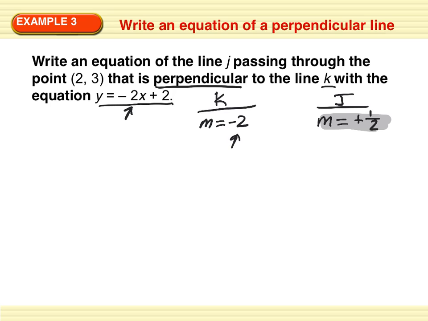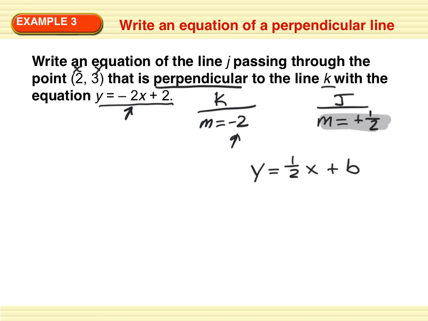Okay, so I know that I've got y equals mx plus b. But I don't have the b, so what can I do? Plug in the x and y, just like we did last time. We've got x and y. Let's plug in the x and y, and we'll be left with b.